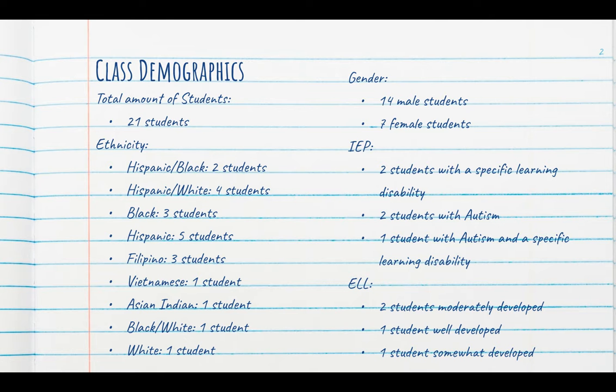In terms of gender, we have 14 male students and 7 female students. For IEPs, we have 2 students with a specific learning disability, 2 students with autism, and 1 student that has autism and a specific learning disability. For English language learners, we have 2 students that are moderately developed, 1 student that is well developed, and 1 student that is somewhat developed. So these are kind of varied.